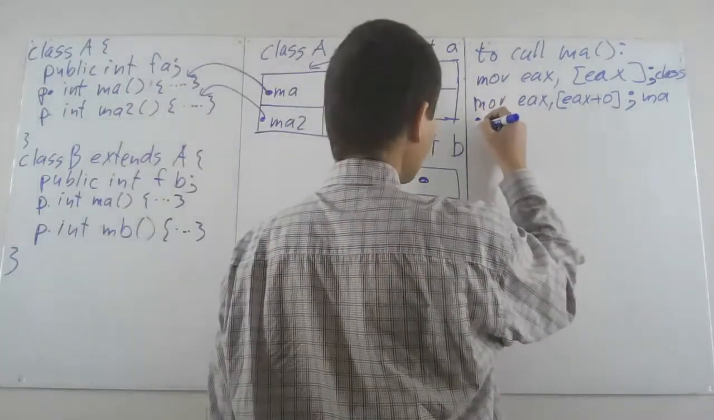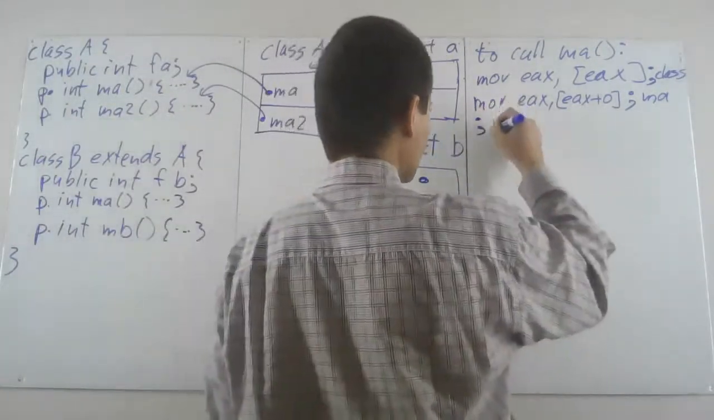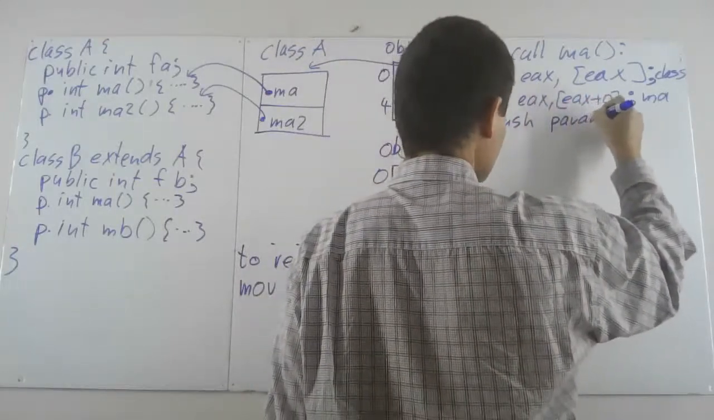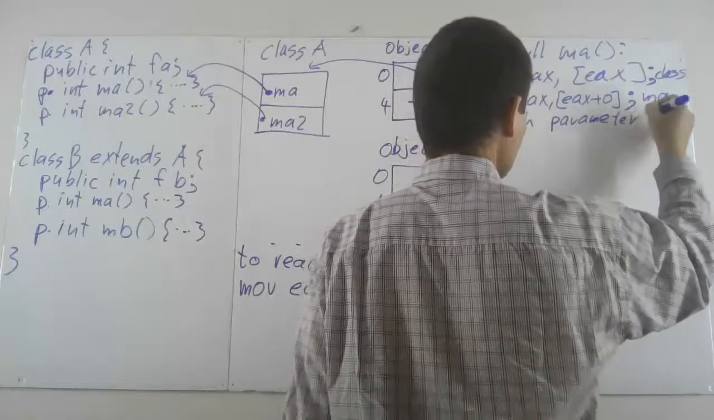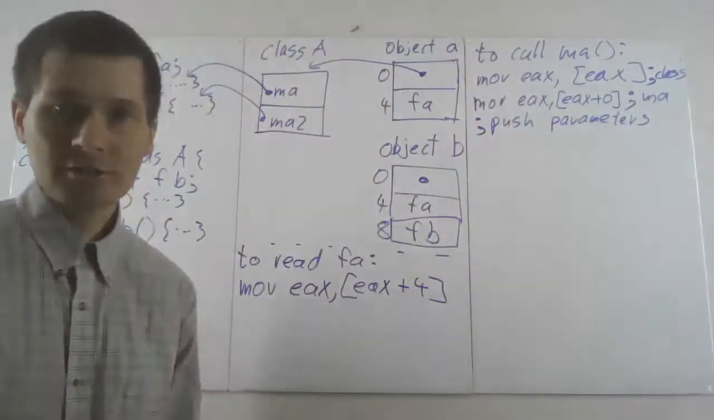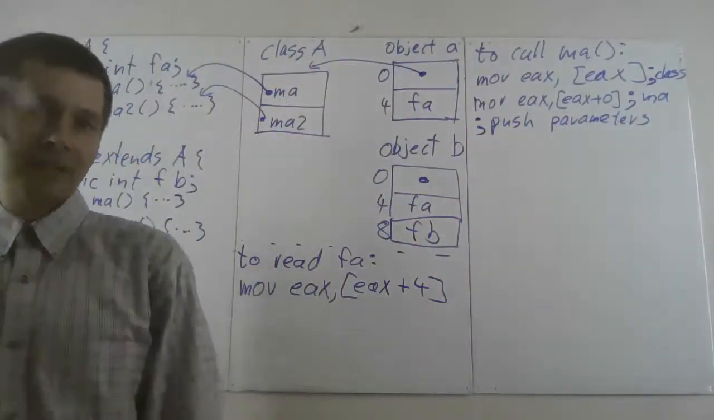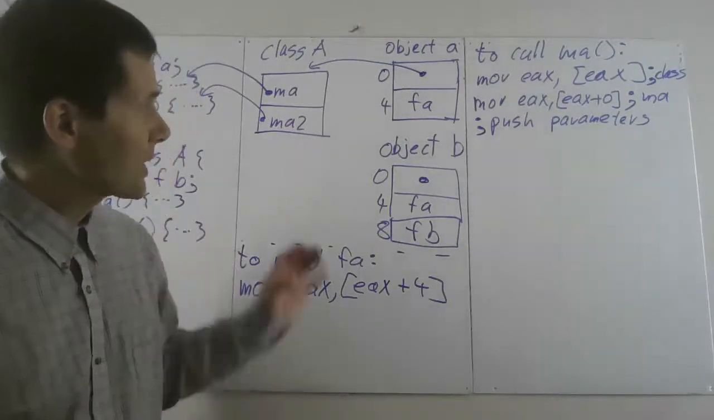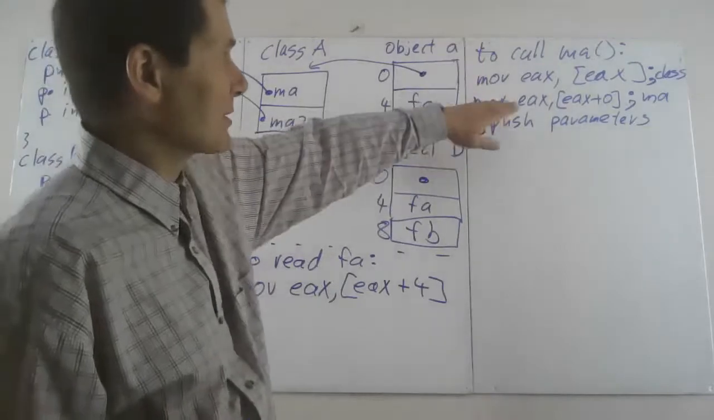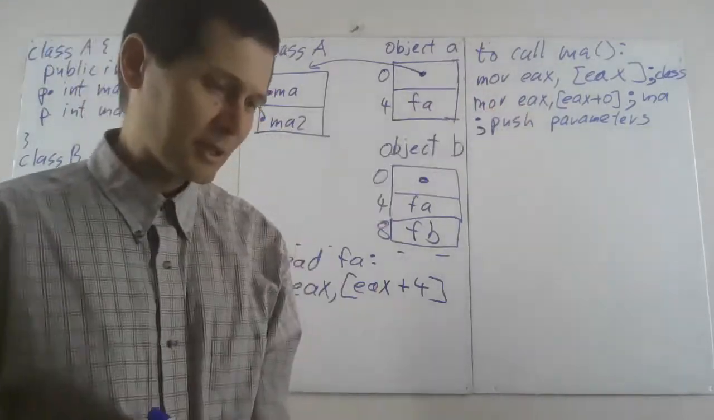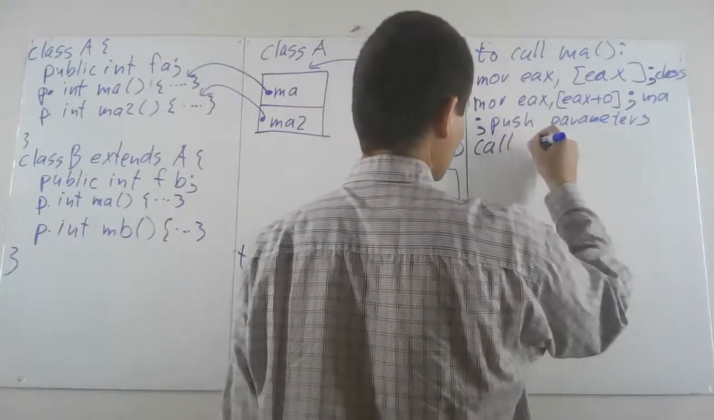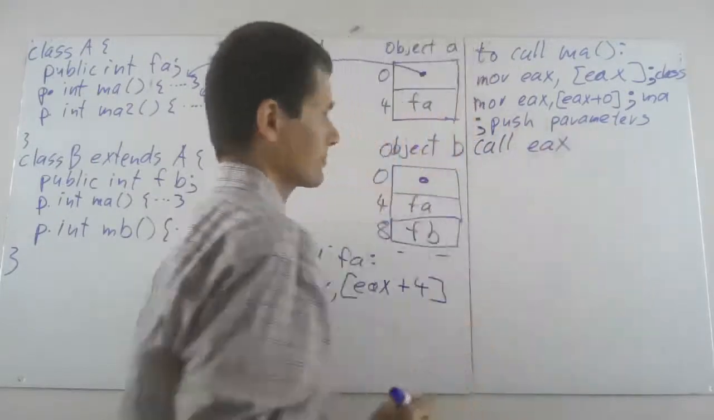And then there's other stuff like pushing the parameters onto the stack and things like that. We'll look at method calls in more detail later on, and I talked a bit about method calls already on Monday. But there's other stuff, but at least we know the code of the method that we're calling, and now I can do a call EAX instruction.